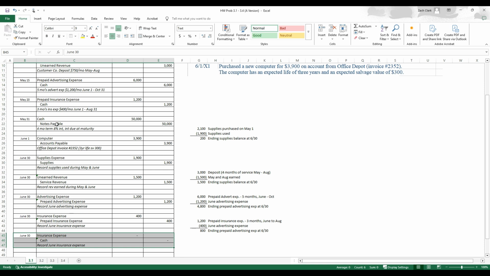That was prepaid insurance. Now we have our notes payable, our note that we have outstanding. And what we want to do here is record some interest expense. And we're going to have an interest payable as an offset to record the other side as we accrue the interest expense.